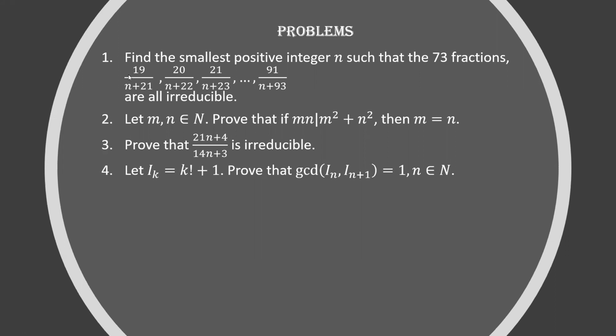First one is: find the smallest positive integer n such that the 73 fractions 19 by n plus 21, 20 by n plus 22, and so on till 91 by n plus 93 are all irreducible. I hope you know what an irreducible fraction is. We say a fraction is irreducible if you cannot reduce it anymore. For example, 2 by 4 is not irreducible because you can reduce it to 1 by 2. But 1 by 2 is irreducible because we cannot reduce it more.